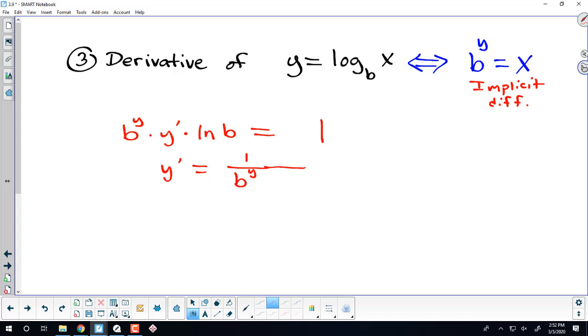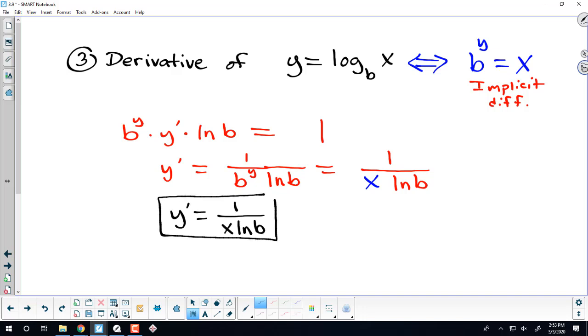So solving for y prime, we should have 1 over b to the y ln b. All right. But b to the y was equal to x, so it's 1 over x ln b as the derivative of our logarithms. So that's how we take the derivative of the outer function when the outer function's a logarithm.